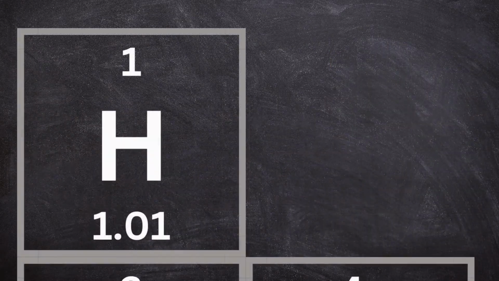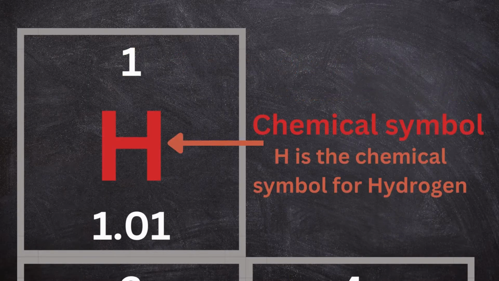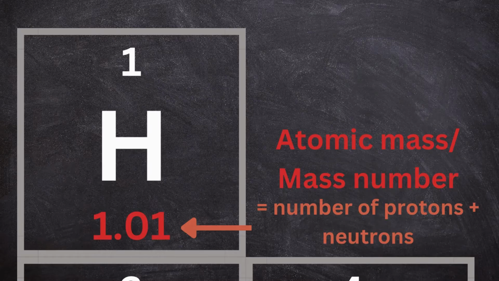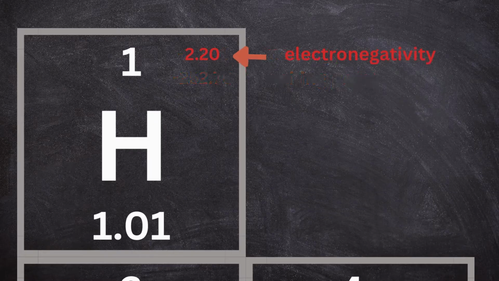Zooming into the periodic table, we notice that each block contains an atomic number, which is the number of protons in the atom, the chemical symbol of the element, which is a 1 or 2-letter abbreviation of the element name, and the mass number, which is the total number of protons and neutrons in the nucleus of the atom. In addition, some periodic tables may include the chemical name, melting and boiling points, electronegativity of the element, and so forth.